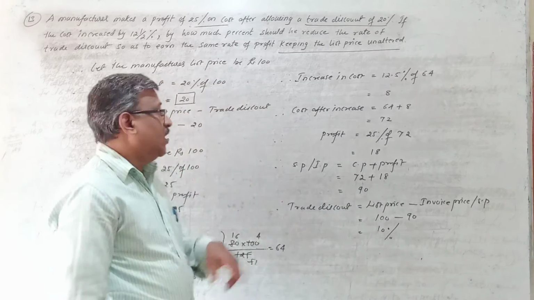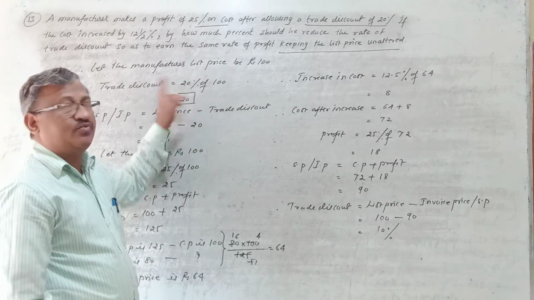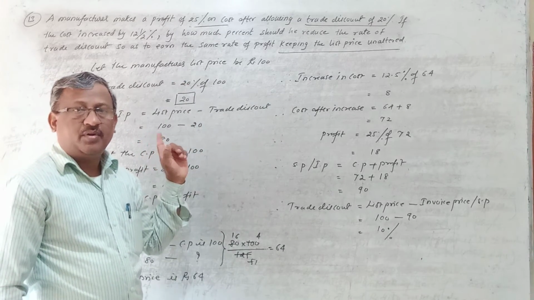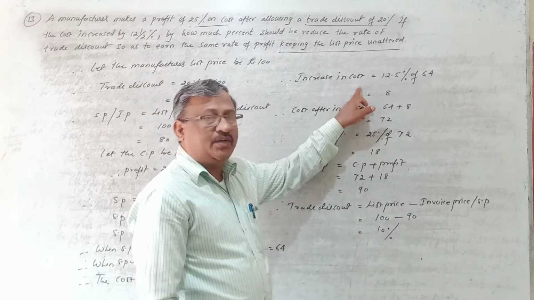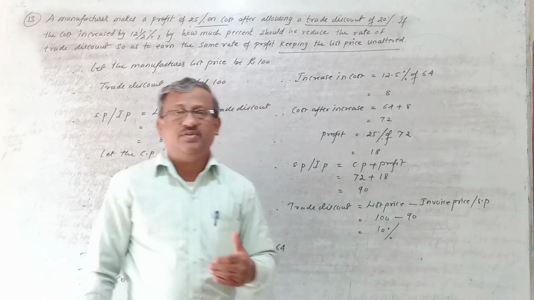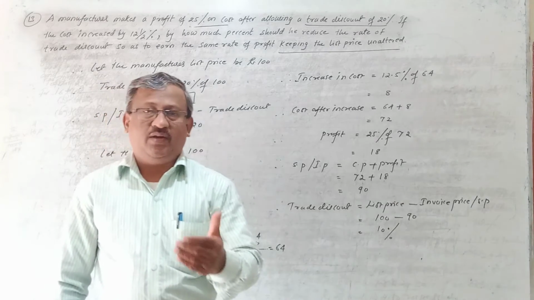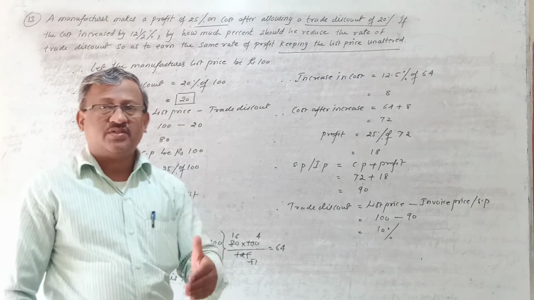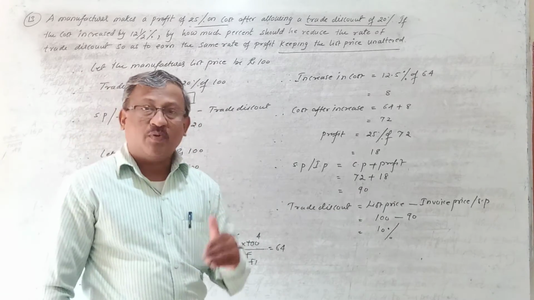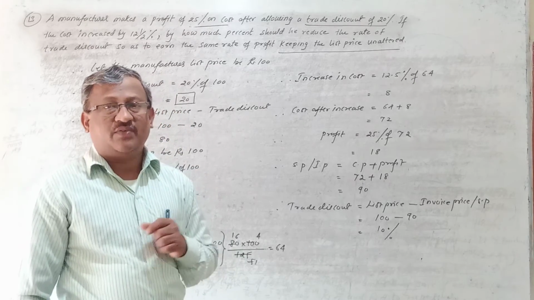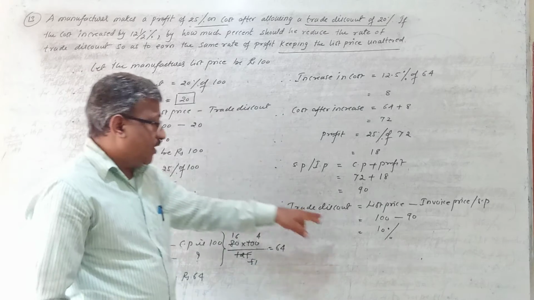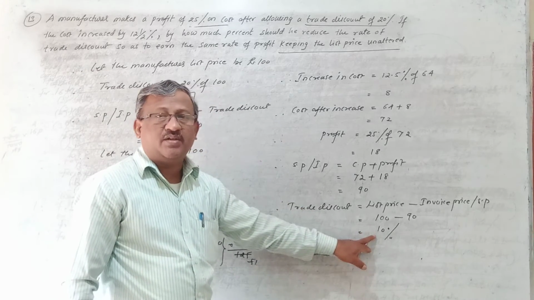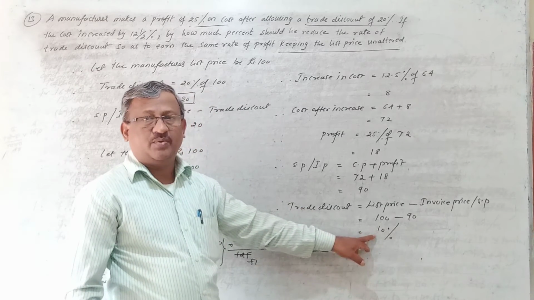Only 10%. Means previously he was giving how much? 20% trade discount. Previously he used to give 20% trade discount, and now due to the increase in cost he can give only 10% discount. Means whether the rate of discount has increased or decreased? It has decreased. But how much percent has it decreased? That question they have asked, right? So now he has to reduce his rate of trade discount by how much? It is 10%. That should be your answer.